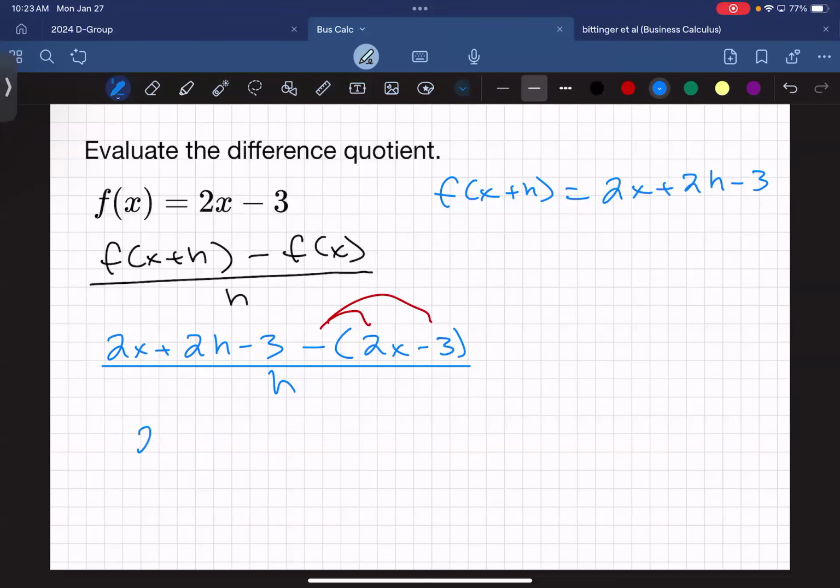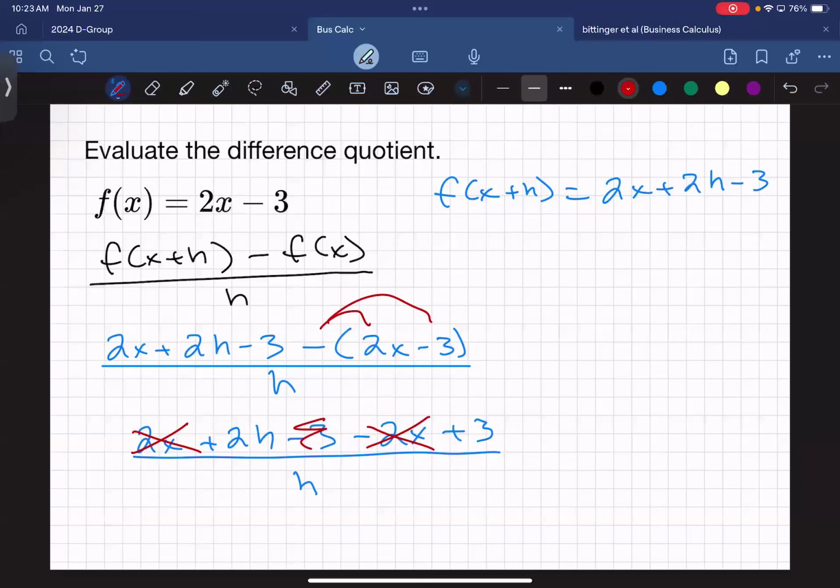With that said, though, the numerator gives us 2x plus 2h minus 3 minus 2x plus 3 all over h. A little bit more going on, but what's nice about what we have now? Yeah, right. The 2x is opposite signs, right? The 3's, opposite signs, gone. And look at that. Isn't this kind of what we had before in a similar way? 2h all over h, which gives us just 2.